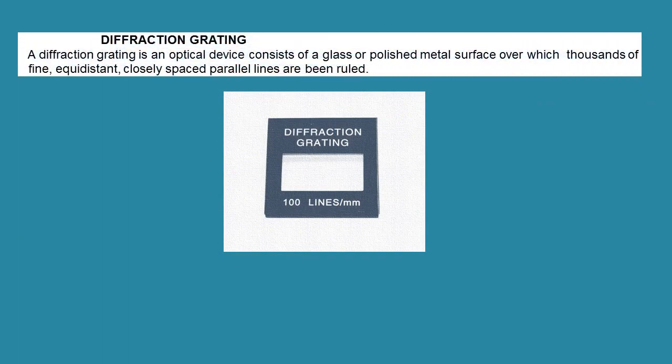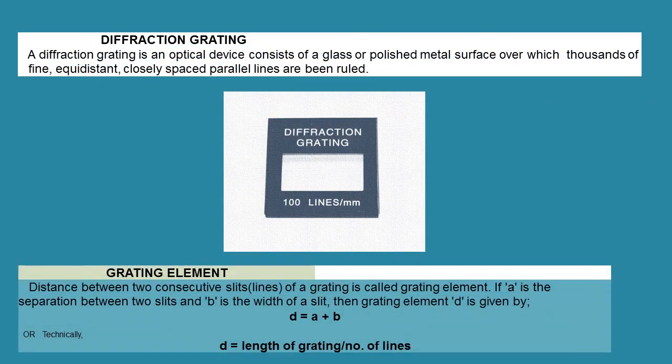Diffraction grating. A diffraction grating is an optical device consisting of a glass or polished metal surface over which thousands of fine, equidistant, closely spaced parallel lines are ruled. As you see in the diagram, in this diffraction grating we have 100 lines per millimeter.